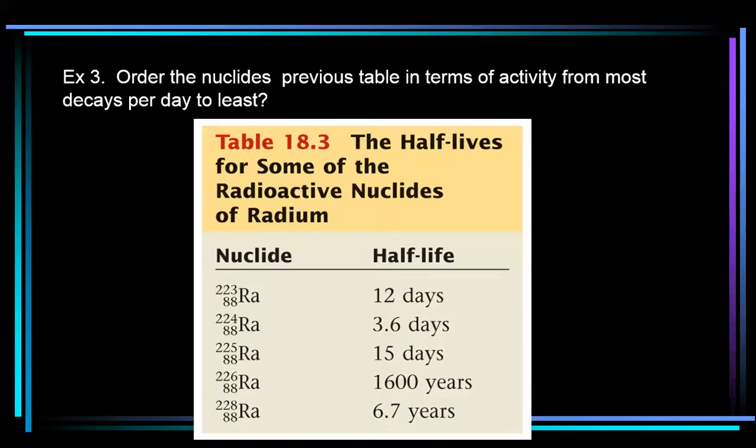Some examples. Here are different flavors of radium. Radium-223 has a 12-day half-life. 224, 3.6 days. 225, 15 days. 226, 1,600 years. 228, 6.7 years. Now look at their masses and look at their half-lives. Do you see any patterns? No, there's no pattern there. We don't. There's no way to predict it. We don't understand it.